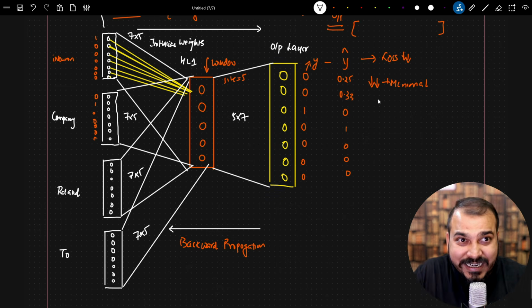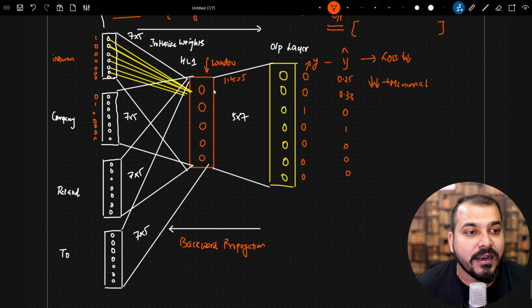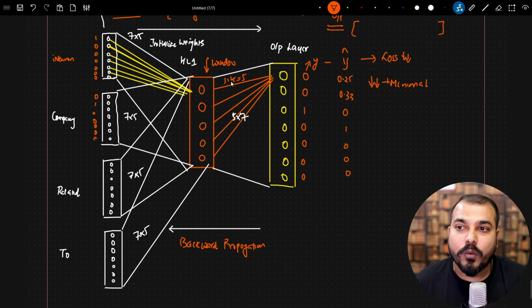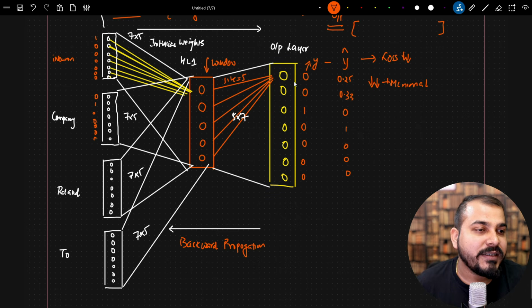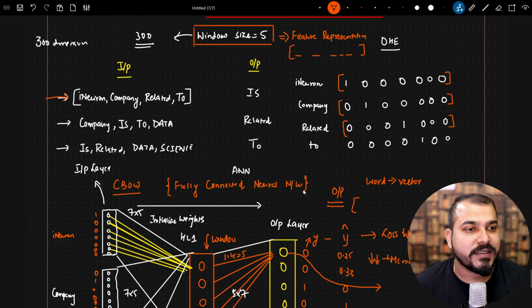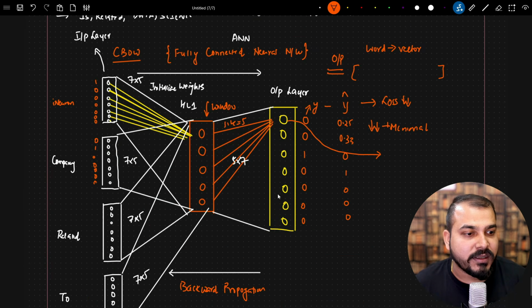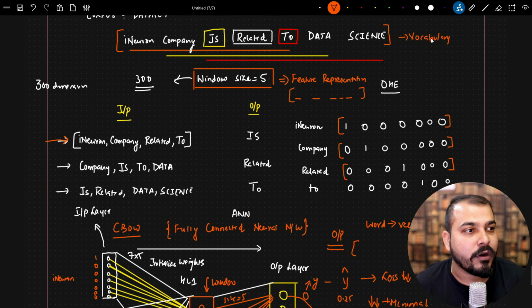When this loss gets reduced, my final vector will look something like this. This all will get connected to this, this all will get connected to this. Once we have this connection, what is our first word? If you look at the vocabulary with respect to these vectors, you'll see iNeuron, right? This is my vocabulary. The first word getting represented over here is iNeuron.